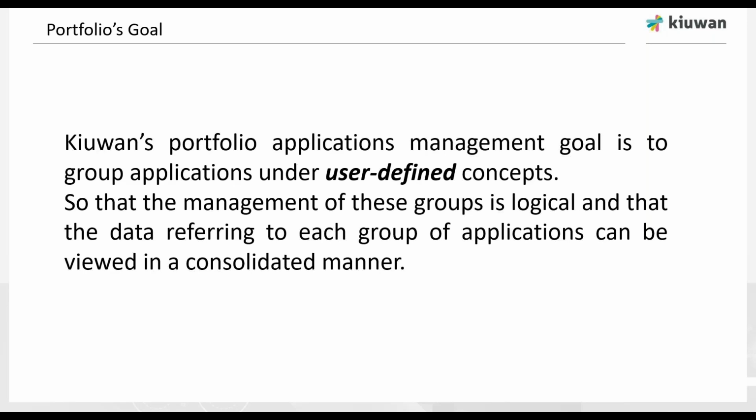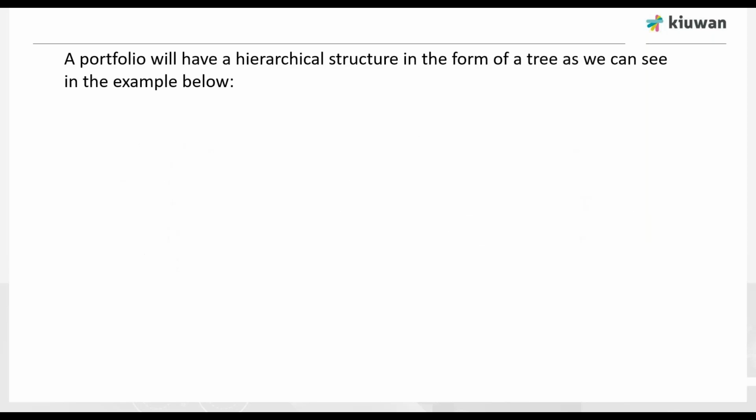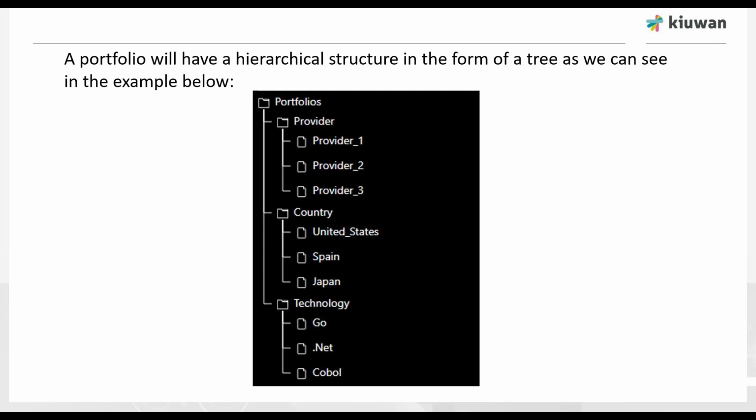In this example, we have listed 3 categories according to which we want to organize the applications: provider, country, and technology. Each existing application in Kiuwan must be classified according to the values created under one of these categories. That is, each application must belong to at least one provider, one country, and use at least one of the available technologies. The relationship between applications and values of a category is 1 to n. This means an application can be related to more than one value for a category.